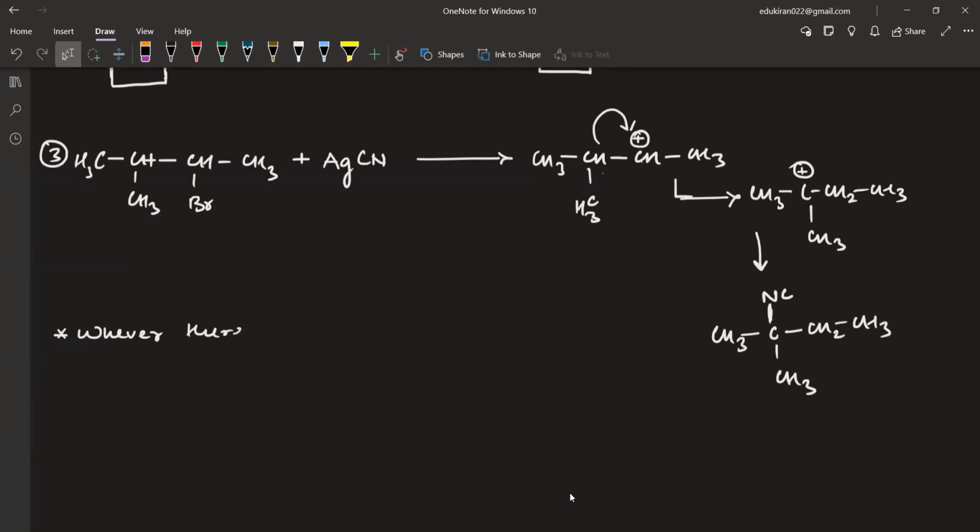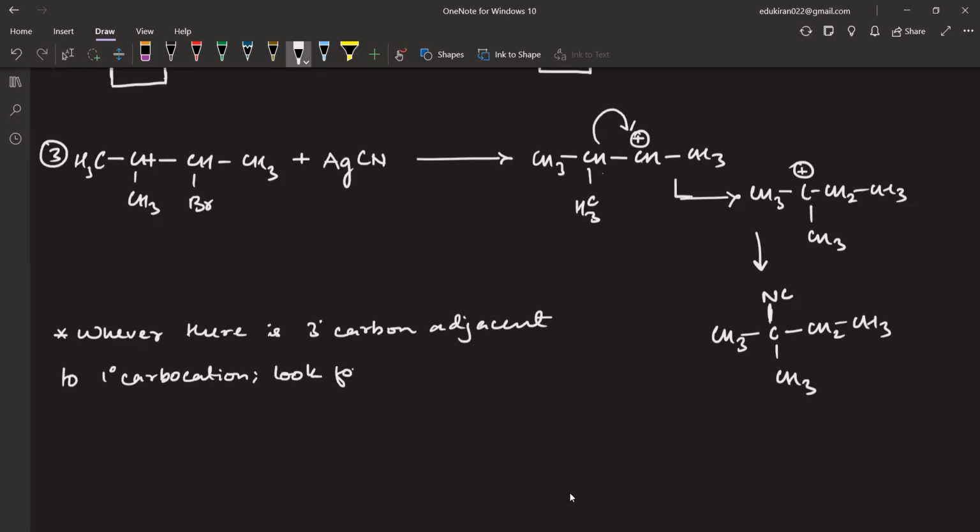Whenever there is 3-degree carbon adjacent to, है ना, that means just nearby. Adjacent मतलब एकदम next carbon में आपके पास, whenever there is 3-degree carbon adjacent to 1-degree carbocation, look for rearrangement. ठीक है, look for rearrangement.